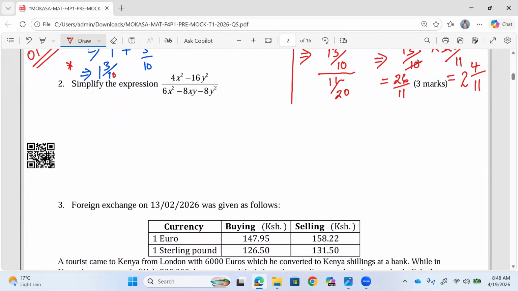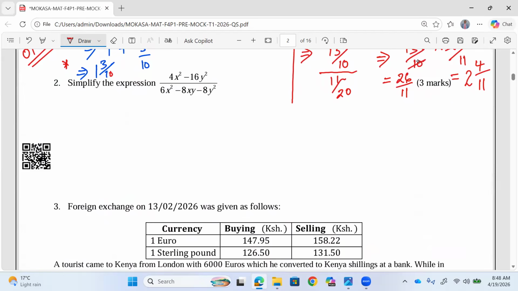So let us get to number 2 together. Simplify the expression. You can see the numerator is 4x squared minus 16y squared, all over 6x squared minus 8xy minus 8y squared. When you look at the nature of the expressions, the numerator is a difference of two squares. Let us check the numerator first. Actually, just like the previous question, you're supposed to work out the numerator, you simplify everything. Then from there, you work out the denominator, then you combine to see whether there is anything common that can simplify out. So in this case, we are having a difference of two squares.